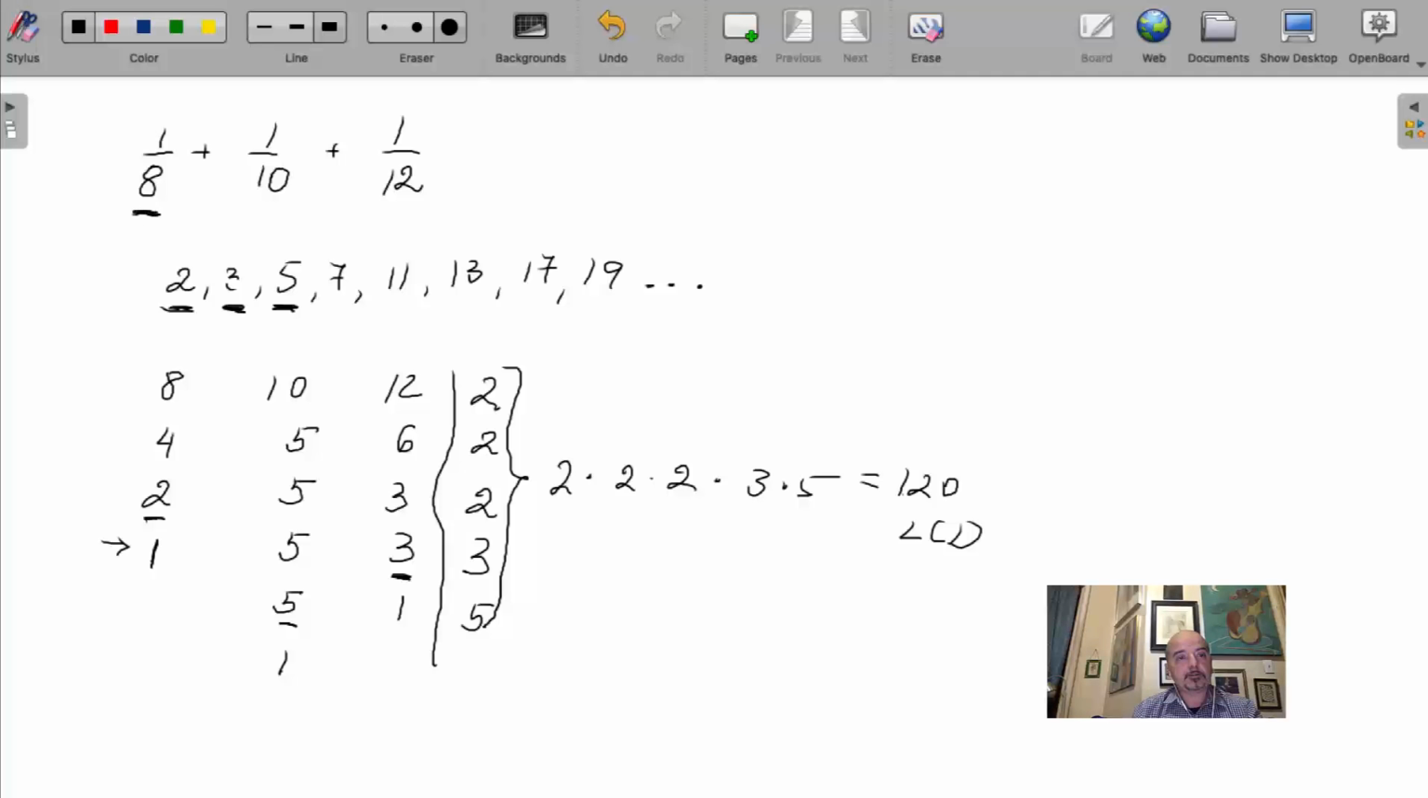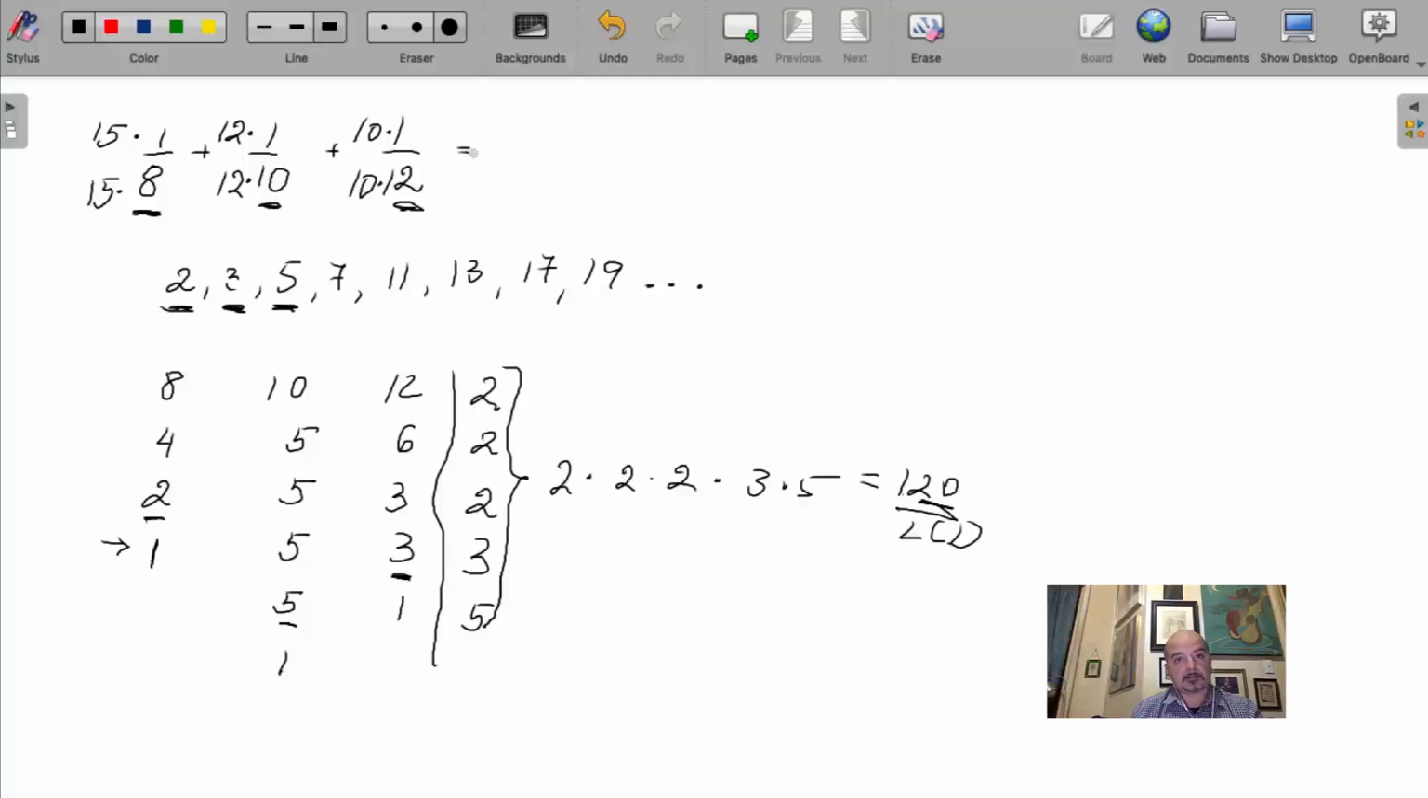So the next step would be to go back to the original problem and say, by what number do I need to multiply 8 to get 120? And the answer is I need to multiply by 15. So I multiply both numerator and denominator by 15. To go from 10 to 120, I need to multiply by 12, numerator and denominator. And to go from 12 to 120, I need to multiply by 10, numerator and denominator.